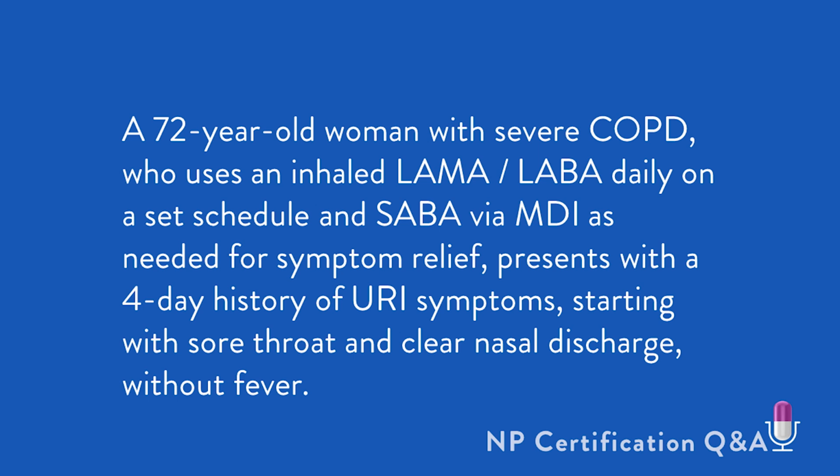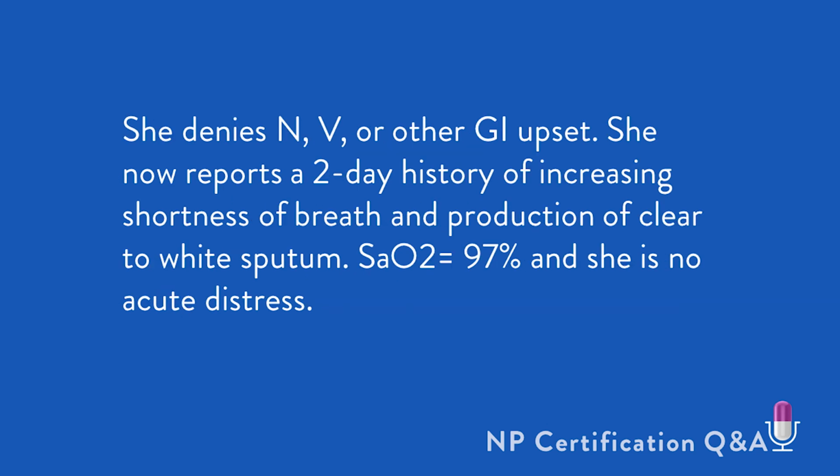A 72-year-old woman with severe COPD who uses an inhaled LAMA, LABA daily on a set schedule and a SABA via MDI as needed for symptom relief presents with a 4-day history of URI symptoms, starting with sore throat and clear nasal discharge. She is without fever. She denies nausea, vomiting, diarrhea, or other GI upset. She now also reports a 2-day history of increasing shortness of breath and production of clear to white sputum. Her SaO2 is 97%, and she's in no acute distress.